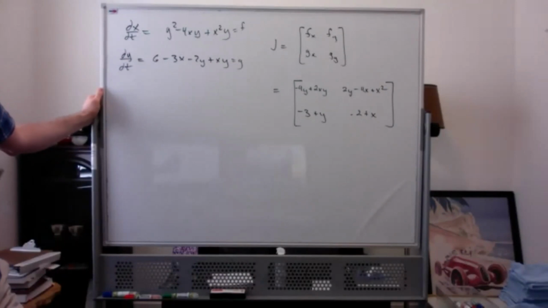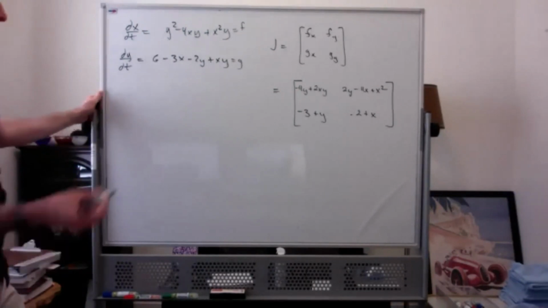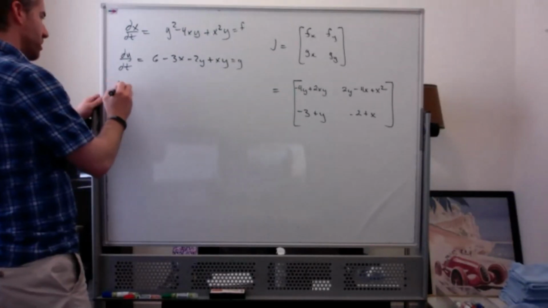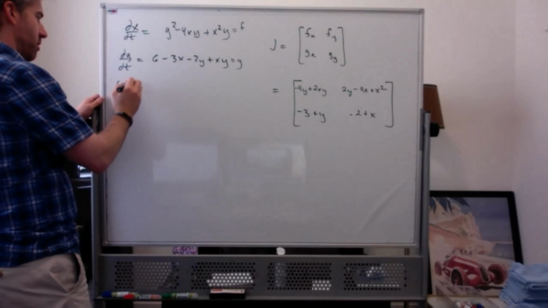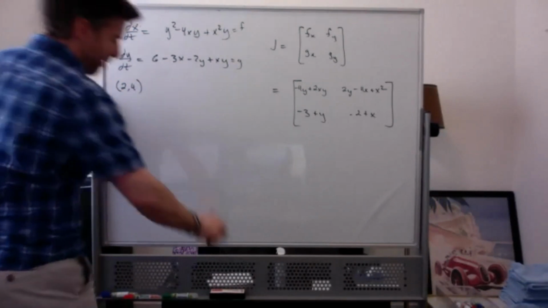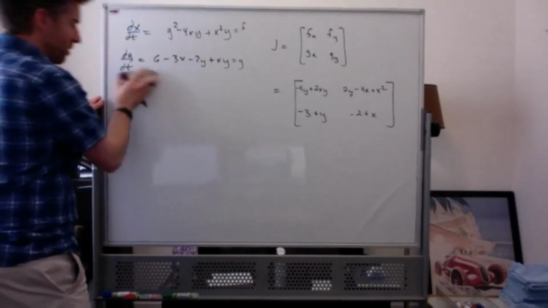And then we're going to plug in each of the equilibria to see what kind of stability or instability you have. So let's go ahead and plug in 2, 4, just to start with. So I plug in 2, 4. Let's just write it this way.